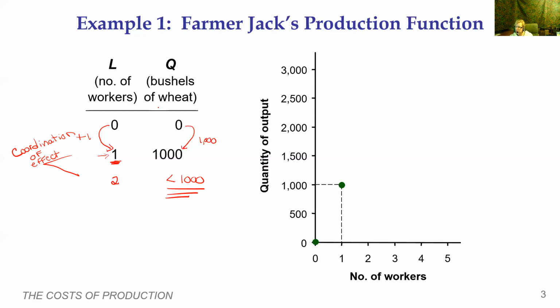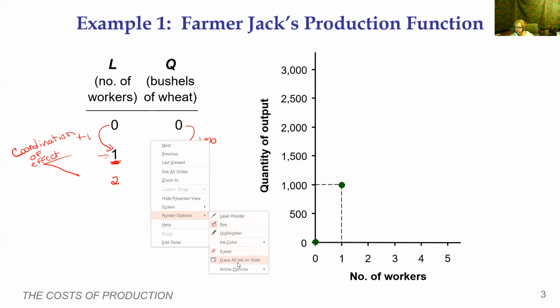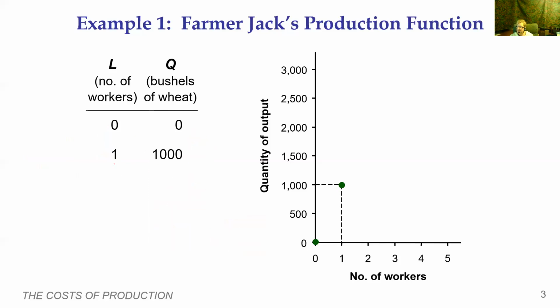So I can tell you that when we hire this second worker, because of coordination of effort, we're going to have something less than 1,000. So let's go ahead and look. Notice when we hired the second worker, it is, in fact, a gain of less than 1,000. We hired the first worker, we got a gain of 1,000. We hired the second worker, we now get a gain of 800.